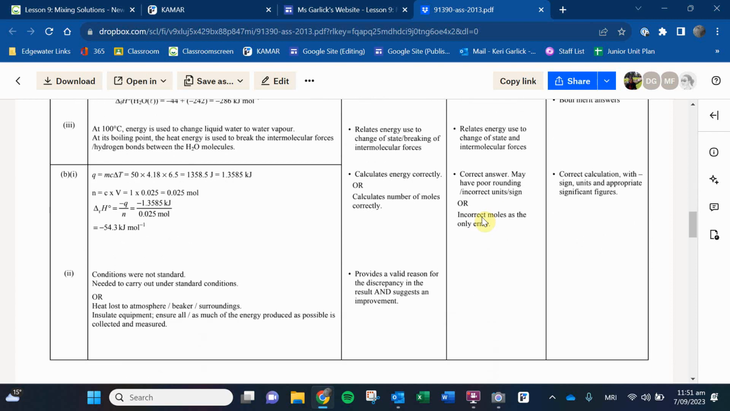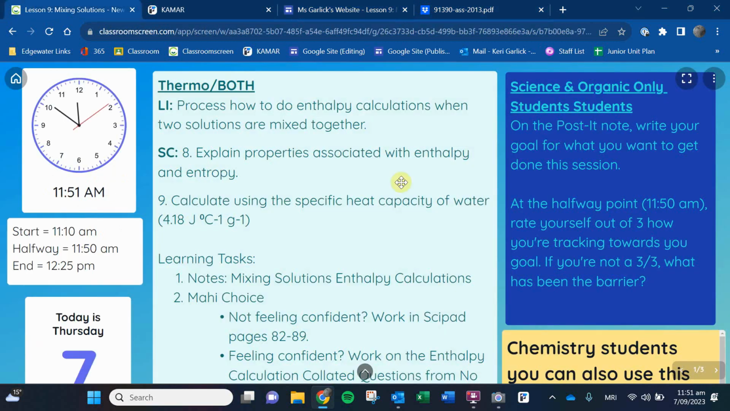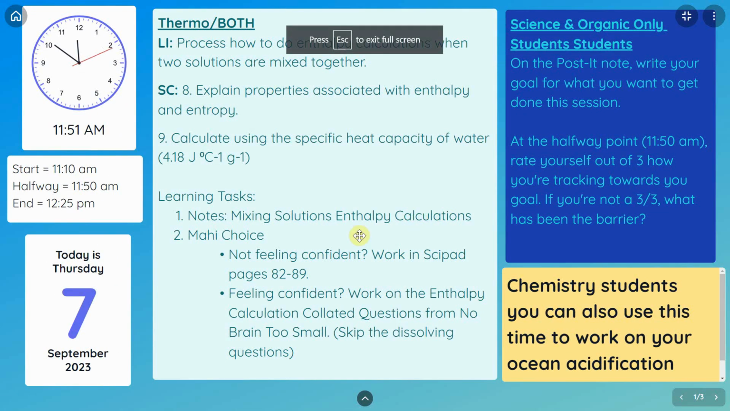Cool. Questions, concerns, comments? All right. What I would suggest you guys do, Thermo kids, if you're not feeling confident, pages 82 to 89 have these calculations. Keep in mind that they might have calculations for the dissolving of substances, and that's what I'm going to be talking about tomorrow. So you can skip those questions if you want, but you could give them a go. You more or less have learned the theory behind it. It's just pulling the information a little bit differently.